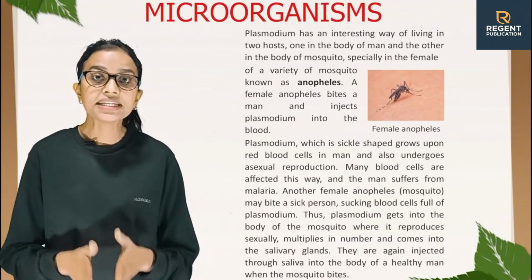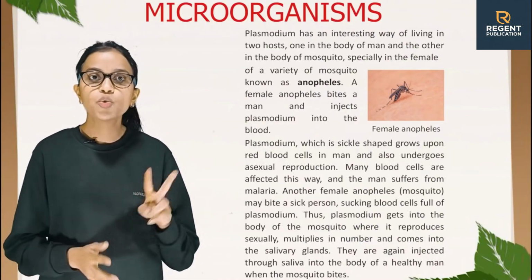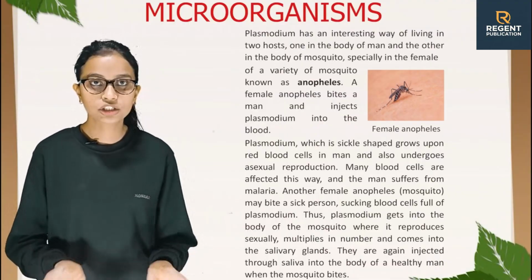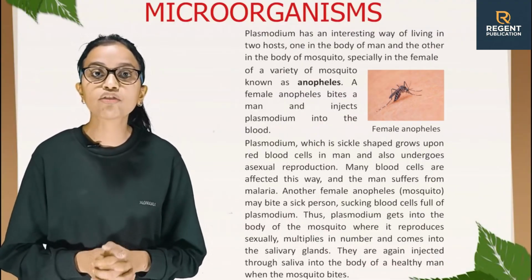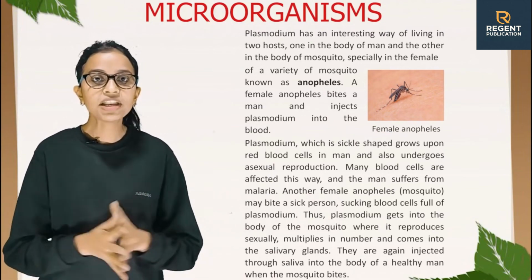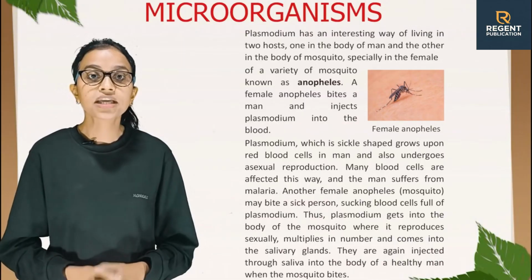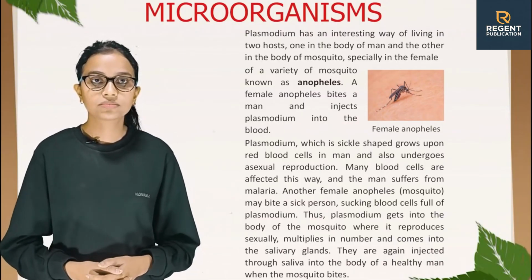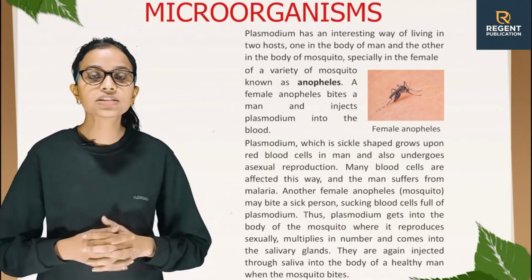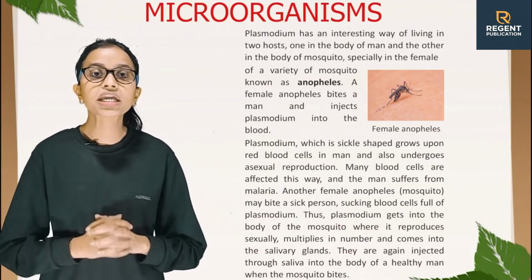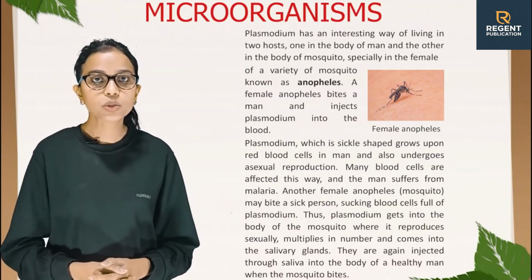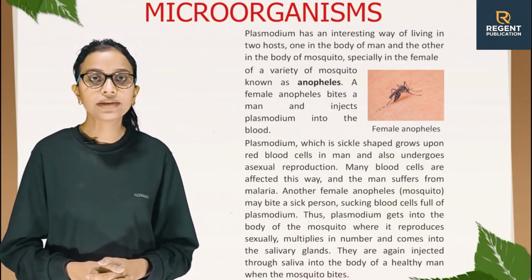Plasmodium has an interesting way of living in two hosts, one in the body of man and the other in the body of mosquito, especially in the female of a variety of mosquito known as Anopheles. A female Anopheles bites a man and injects Plasmodium into the blood. Plasmodium, which is sickle-shaped, grows upon red blood cells in men and also undergoes asexual reproduction. Many blood cells are affected this way and the man suffers from malaria.